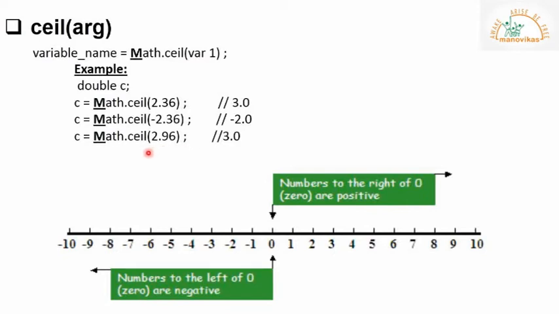The next example is 2.96 as an argument.